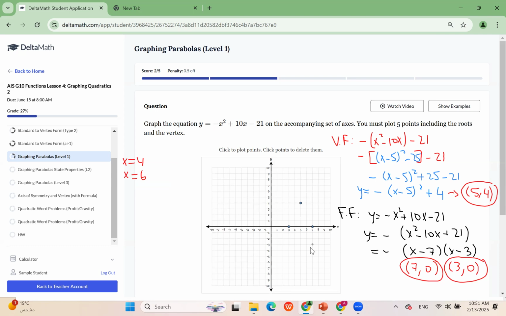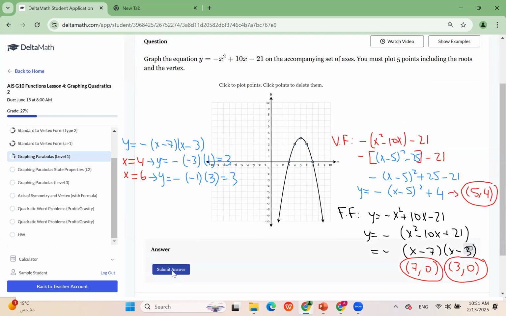We have y equals negative (x minus 7)(x minus 3). So y equals negative (4 minus 7) is negative 3. (4 minus 3) is positive 1, which is 3. Y equals negative (6 minus 7) is negative 1. (6 minus 3) is positive 3. And we get positive 3 here as well. So in both cases, we have (4, 3) and (6, 3). And this is the final answer. And we submit.